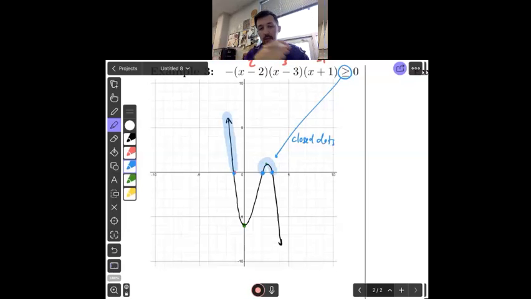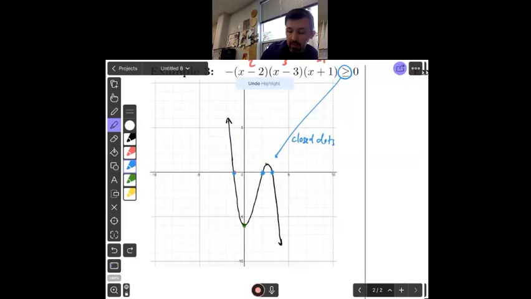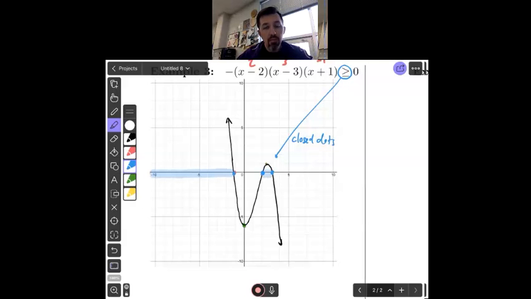Remember, this is an x question, okay? So I don't care about how high it's going or anything like that. What I care about is what x values are making that happen. So I need to pay attention to these x values and then these x values. That's what I really need to be talking about. If I plug in this x value, then the y value will be above 0.